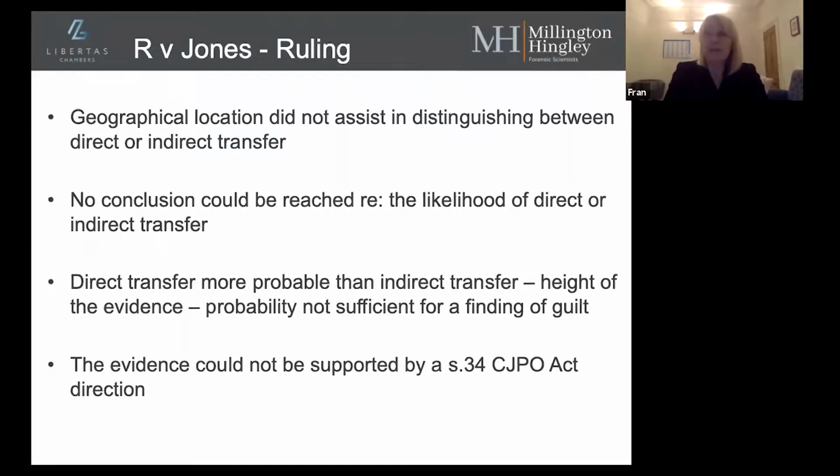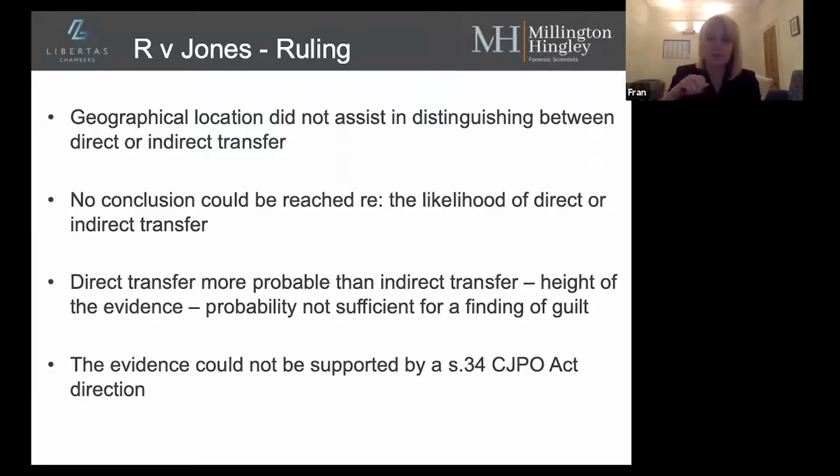So from the expert evidence, the height of it was really that there was no conclusion that could be reached regarding the likelihood of transfer. They had the general proposition, of course, that direct transfer is more likely than indirect transfer, but both are possible, and really, as the prosecutor accepted at the Court of Appeal, that was the height of the prosecution's case ultimately against Mr. Jones.